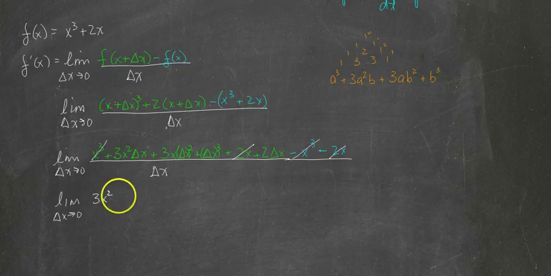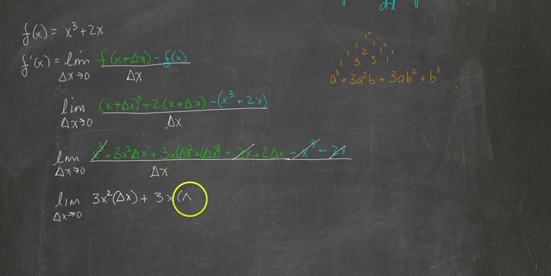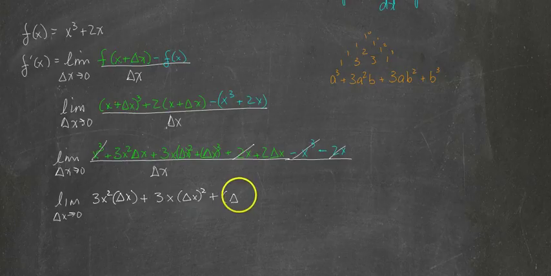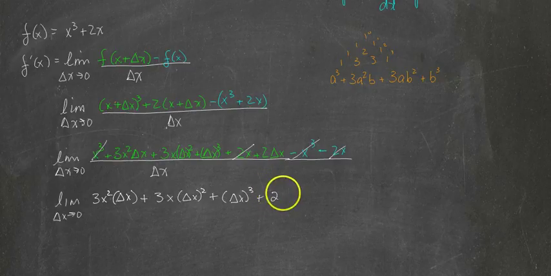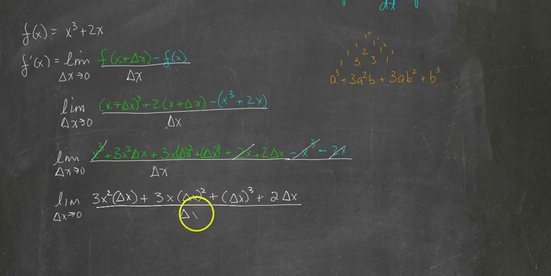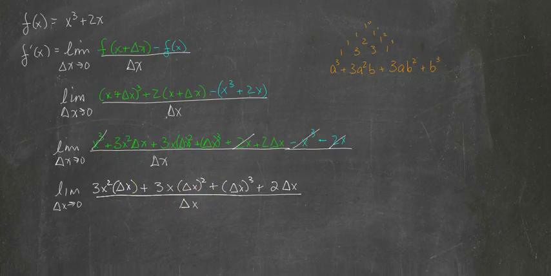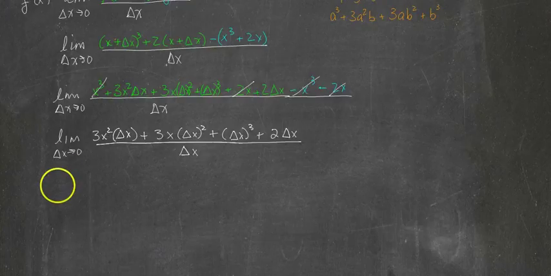Now I'm just going to rewrite all of this. 3x squared delta x, I'll use parens this time, plus 3x delta x squared plus delta x cubed plus 2 delta x, all over delta x. The shortcut here would be to cancel the denominator with one of the delta x's all the way through, but in the beginning, please try to avoid doing that for a number of reasons, particularly because it's easy to make mistakes.